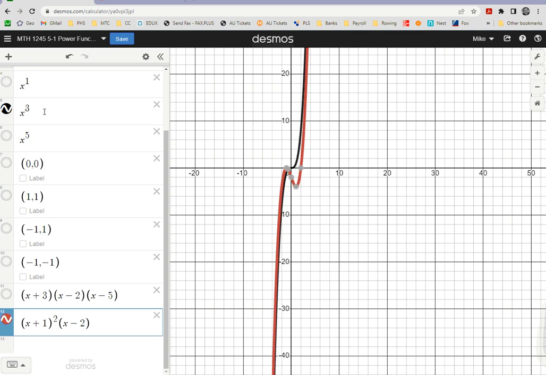The ends of the graph of x plus 1 quantity squared times x minus 2, we previously graphed this. What the ends of the graph look like is just the x squared times x, which is x cubed, which is this piece.